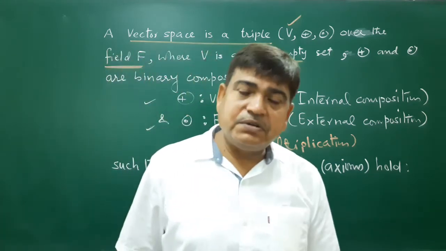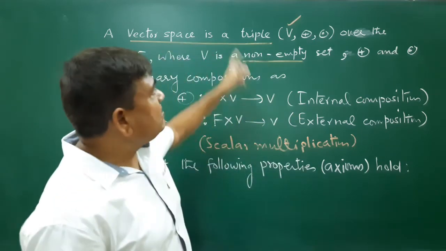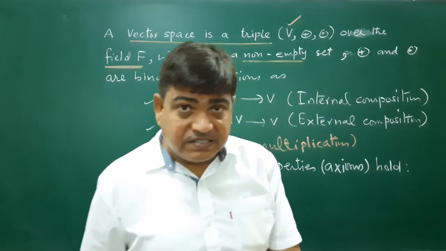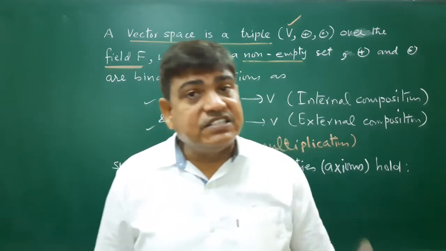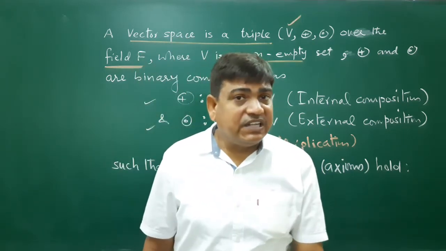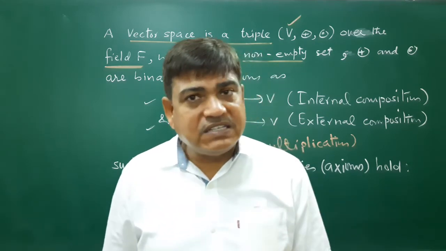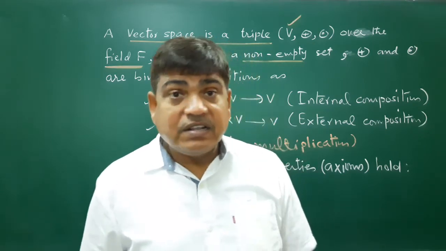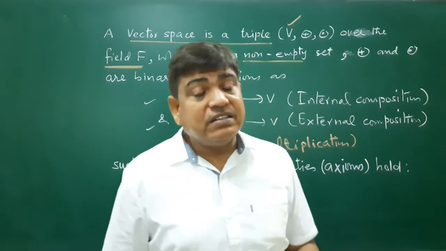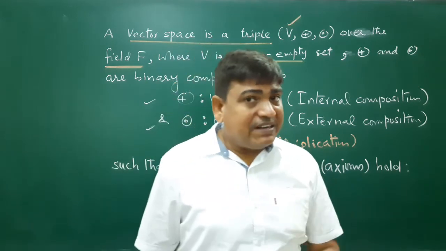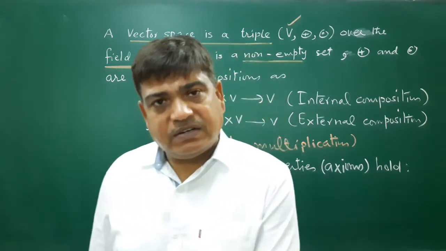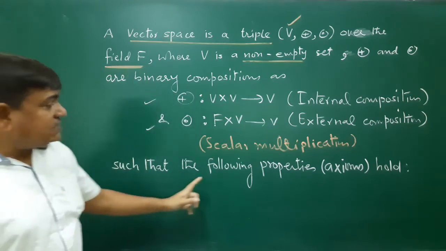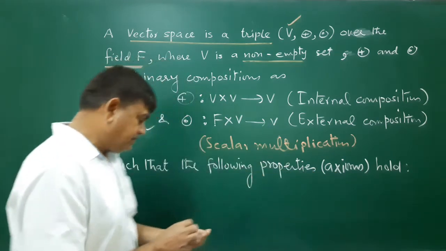In the previous video, as you know, the elements of the set V are known as vectors, and here vector doesn't mean the vector quantity that we have learnt in vector algebra or in physics. Here the element may be a matrix, then the matrix is treated as the vector. Okay, such that the following properties hold.